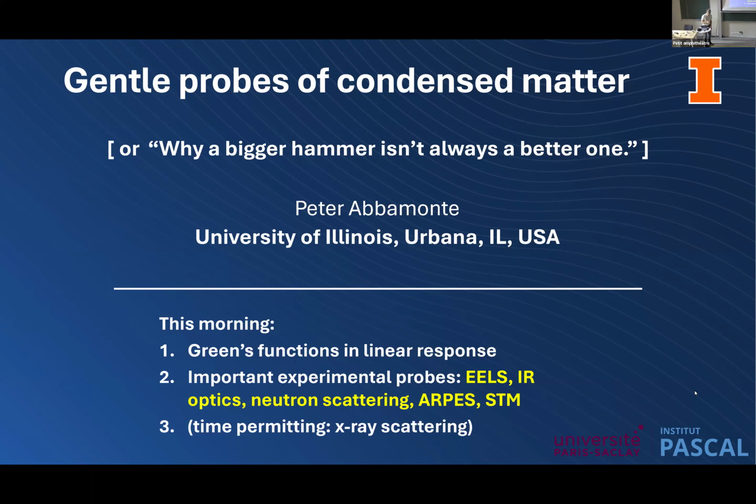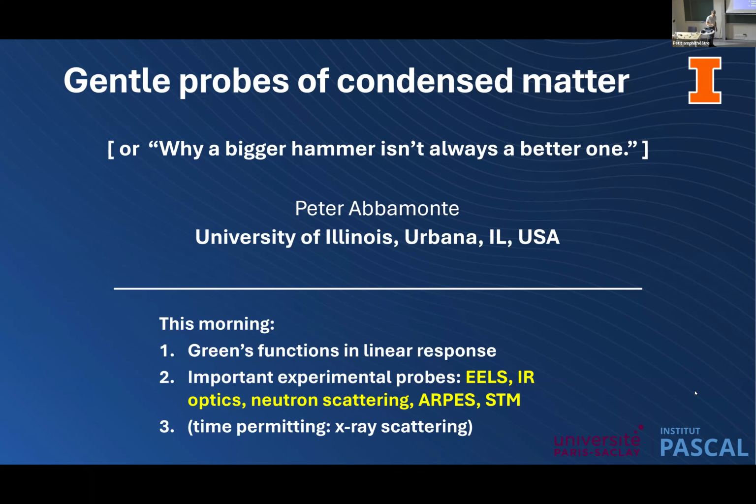It's a timely issue, and the reason is in recent years there's been lots of efforts to build big facilities that can hit materials as hard as possible with bigger pulses of different kinds of beams. I think the idea is if I hit my material harder, somehow more information will come out. What I'm going to argue is actually gentle probes are more precise.